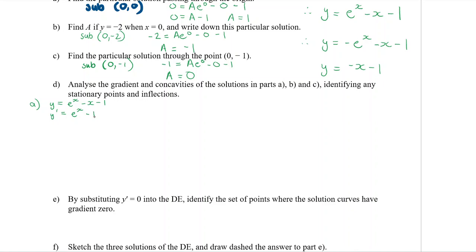Because I want concavities as well, while I'm differentiating, let's find the second derivative, which would be e to the x. Good. What this tells me is that the double derivative is e to the x. It means it's always going to be concave up, because it doesn't matter what value of x you put in there. Even if you put in something negative, it just means it's going to be very small, but it would still be positive, right? So this means the curve here is always concave up.